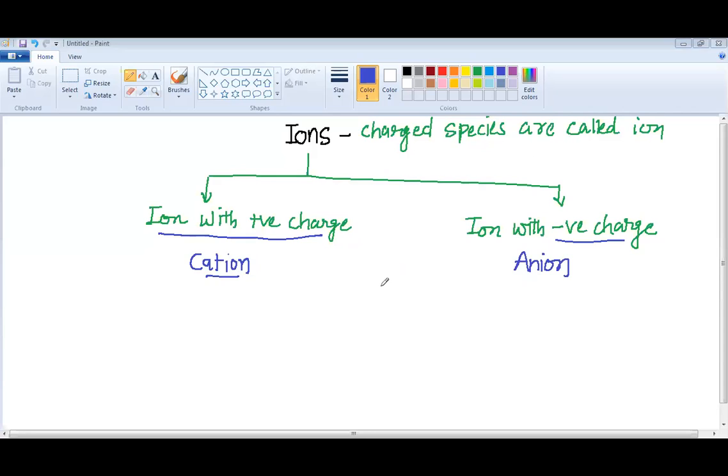Now, this anion and cation can also be further divided into some classes, two types. What are these two types? Let us try to understand. These ions can also be of two types, my dear students.